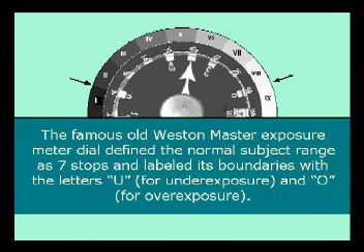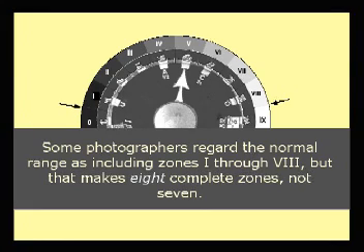card. Some photographers regard the normal range as including zones 1 through 8, but that makes 8 complete zones, not the standard 7. If black and white are included as zones, the total is 10, and the middle gray, indicated by the normal pointer as zone 5, is then about 9% reflectance.